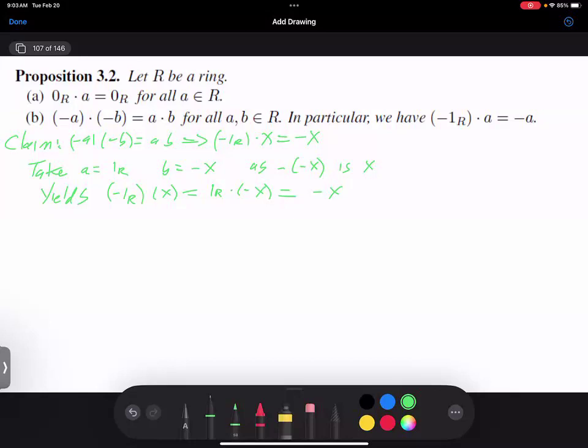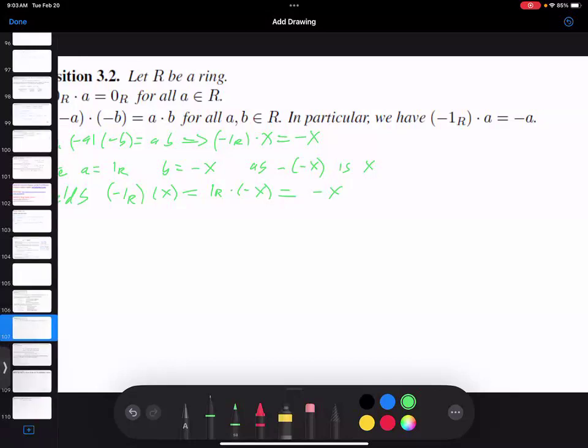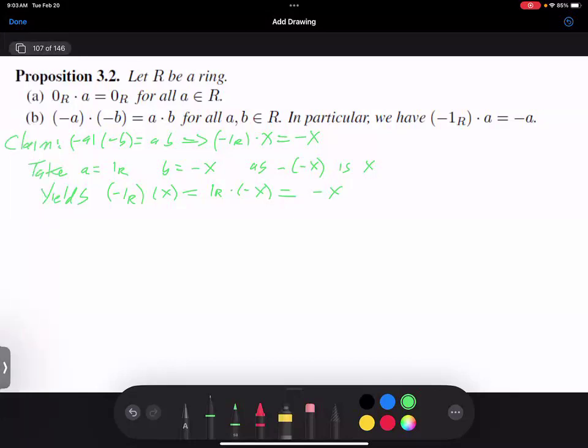For the first part, we want to show that negative A times negative B is equal to A times B. And so what have we shown so far? All we've shown so far is that if we multiply anything by 0, we get back 0. So any thoughts about how we want to prove minus A times minus B is A times B for all A, B in the ring? Any thoughts on how we might try to do this?